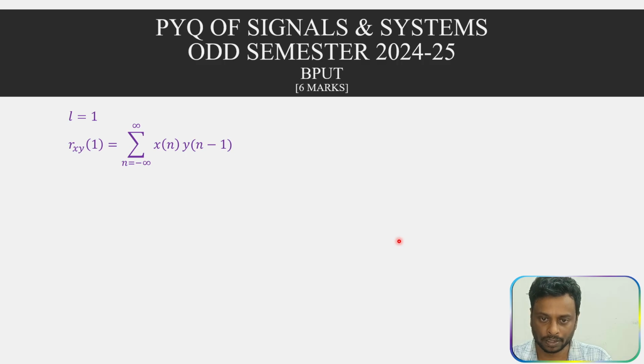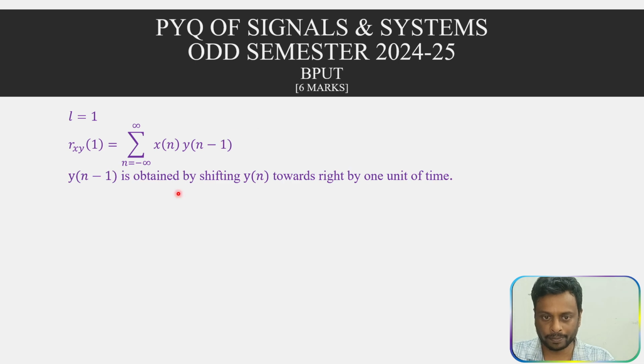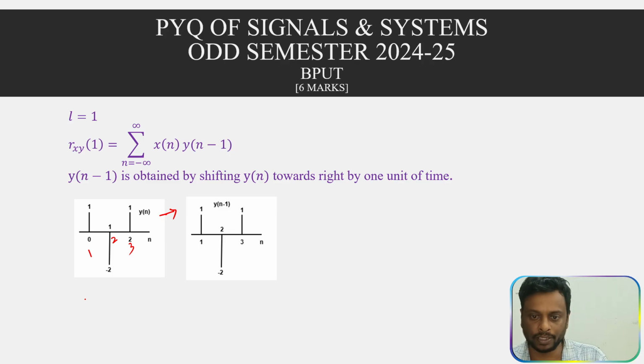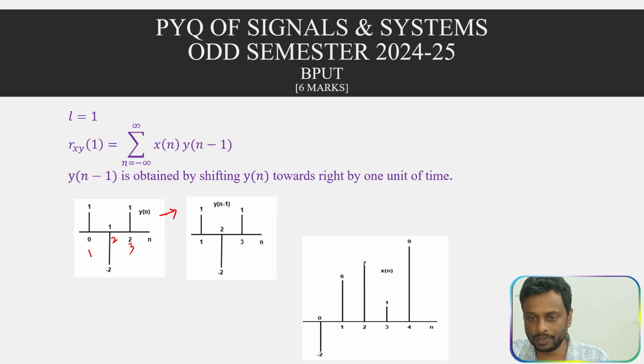This is the formula, so you need to find y of n minus 1. y of n minus 1 is obtained by shifting y of n towards the right by 1 unit of time. So this is our y of n. Just shift it by 1 unit of time to the right side. So the samples will be at 1, 2, 3. Now it will be multiplied with x of n.